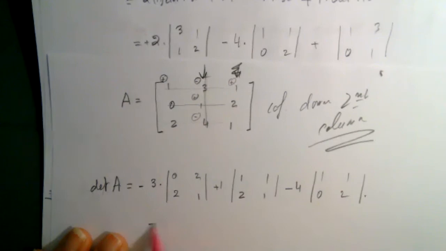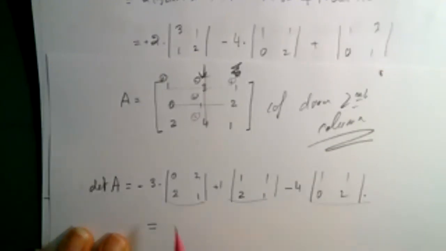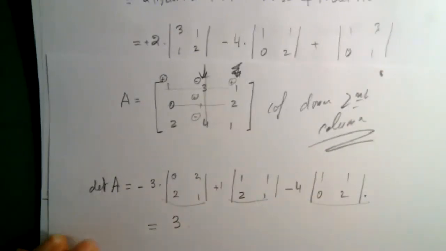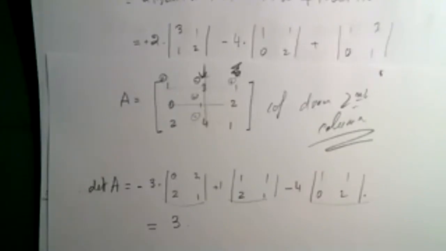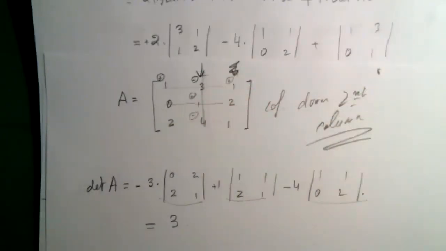And now I just have to compute those. That's it, 2 by 2. We know how to do that. 2 by 2 we know, and 2 by 2 we know. And we compute this, we get a 3. So that's really how we use the cofactor expansion. We pick a row or pick a column, and then we compute the determinant using this particular row.